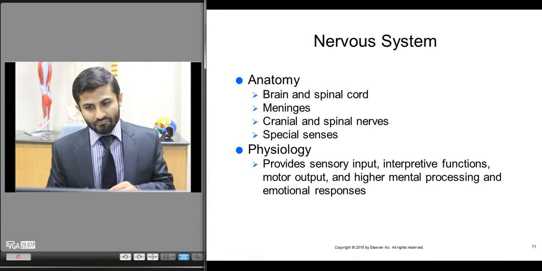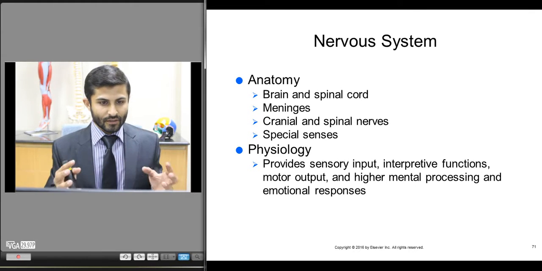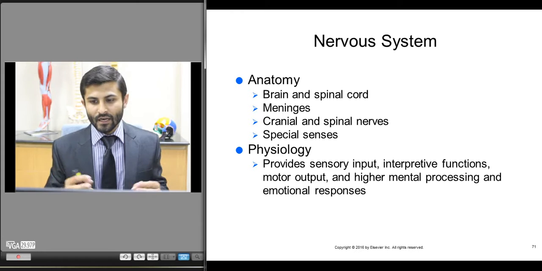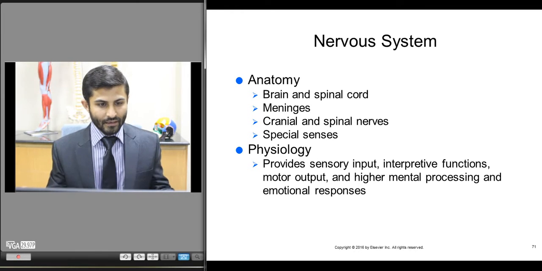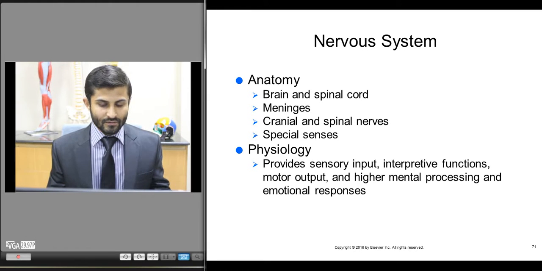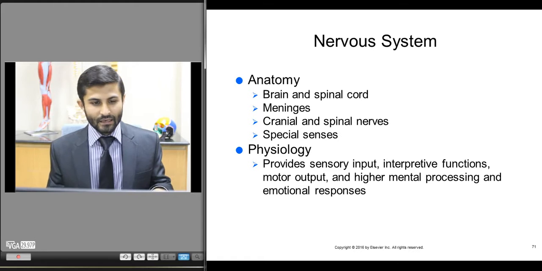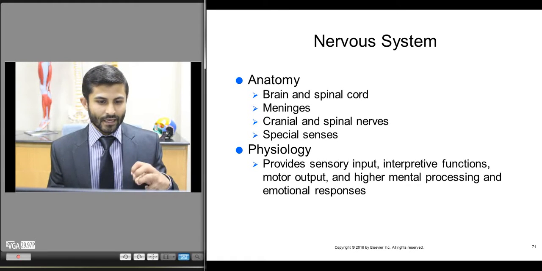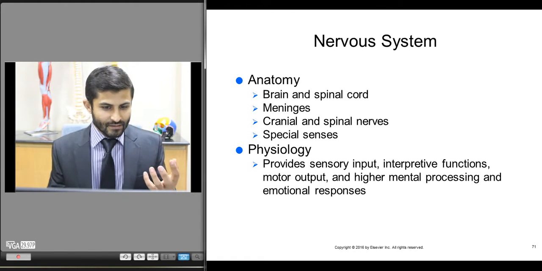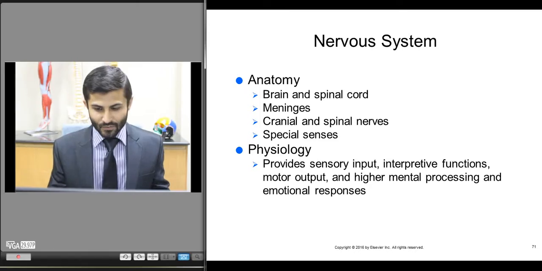Interpretive functions: definitely the brain has a lot of functions. Higher brain functions include interpretation of different facts and figures. Motor output enables us to move. And higher mental processes and emotional responses include thinking, computations and calculations, prediction, love, fear, and some other emotions.